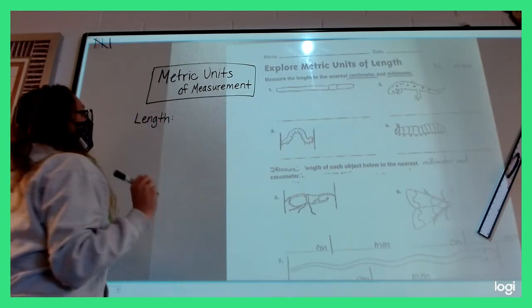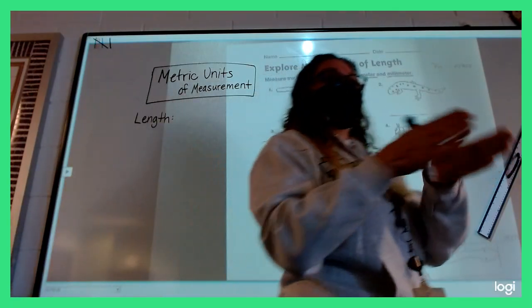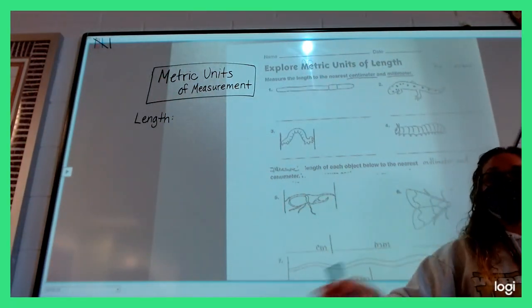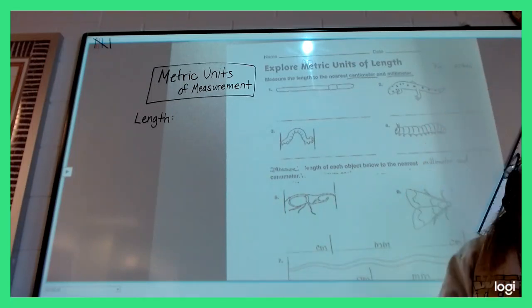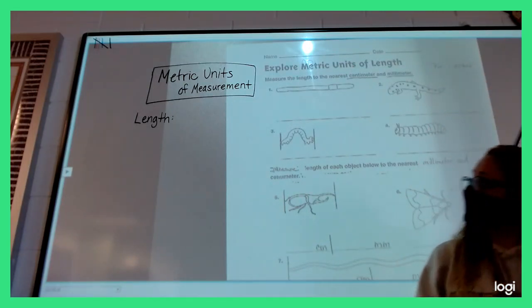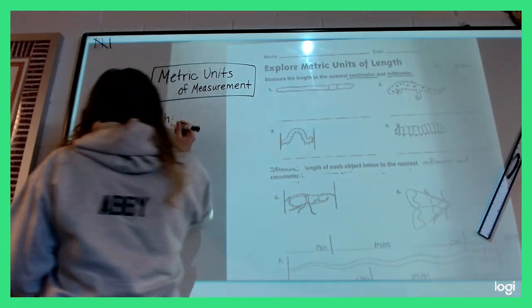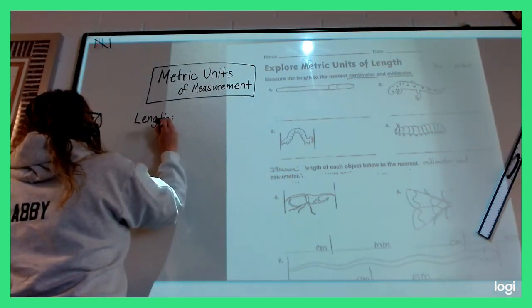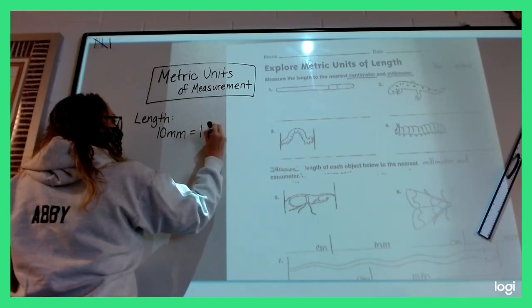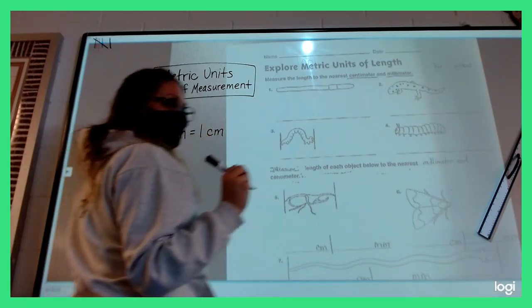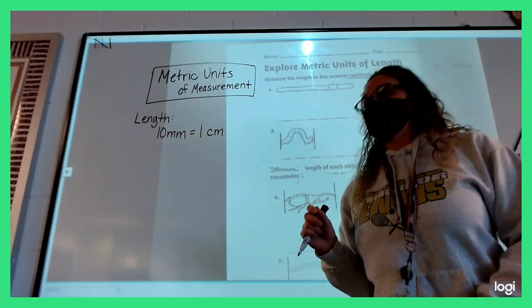All right, remember, length is how long or short something is, right? You could measure the height of something, but that is still measuring length. So, length in the metric system, basically, we have 10 millimeters and 1 centimeter. 10 millimeters and 1 centimeter.